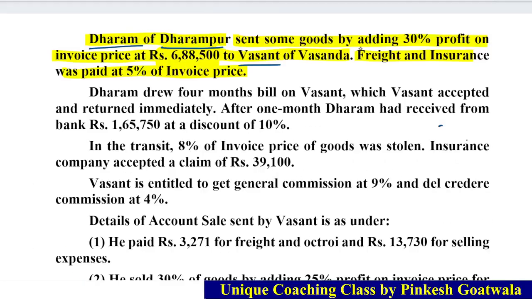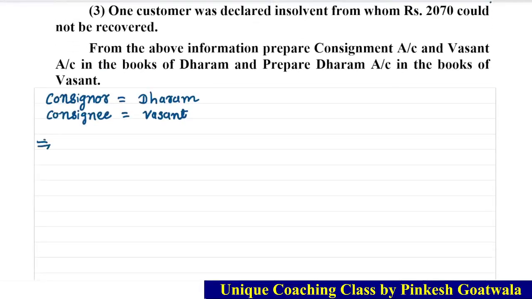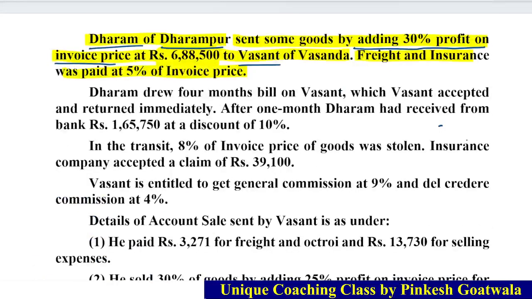Now next, what do they give? So here the point is adding 30% profit on invoice price. Okay, 30% profit કોના પર છે? On invoice. 30% profit on invoice price. And now 6,88,500. Now the question is, which value is it, cost or invoice? So read the question carefully, you will get the point કે કઈ value આપેલી છે. So Dharam of Dharampur sent some goods by adding 30% profit on invoice price at 6,88,500. એટલે કે આ પ્રાઇઝે એને શું કર્યું છે?